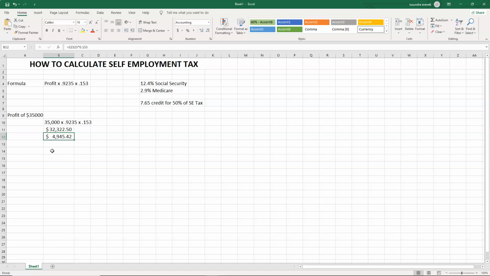But this is how you calculate your self-employment tax. If you focus on making sure that's paid, that's going to help you not have such a huge bill at the end of the year. All right. So I hope that helps you out.